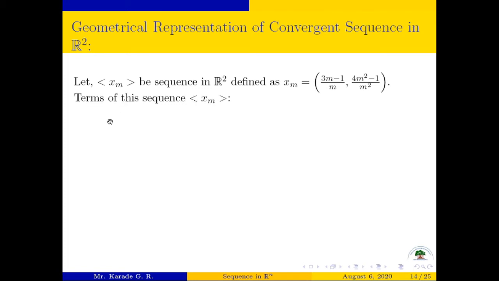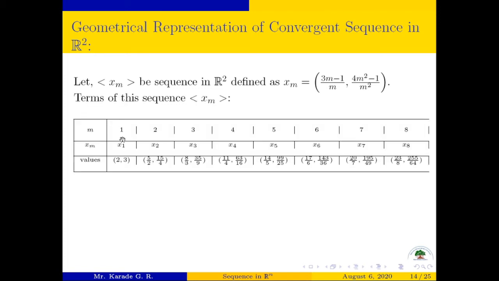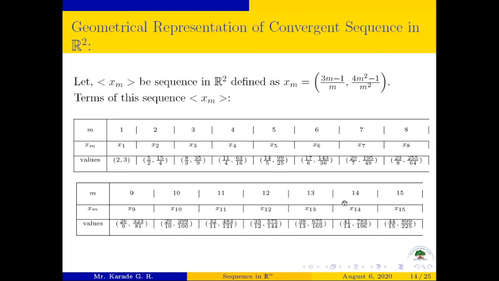So in this fashion, we found here 15 terms of that sequence. Okay, so the first term of that sequence is (2, 3). The second term of that sequence is (5 by 2, 15 by 4).